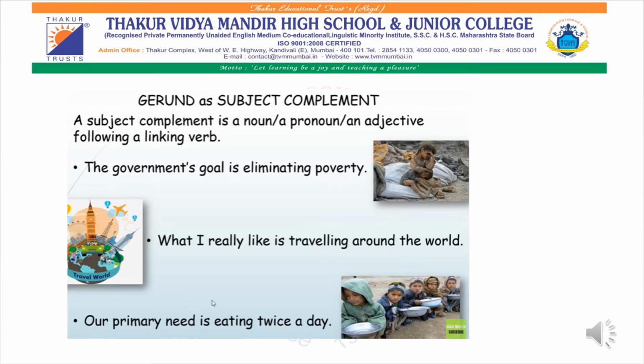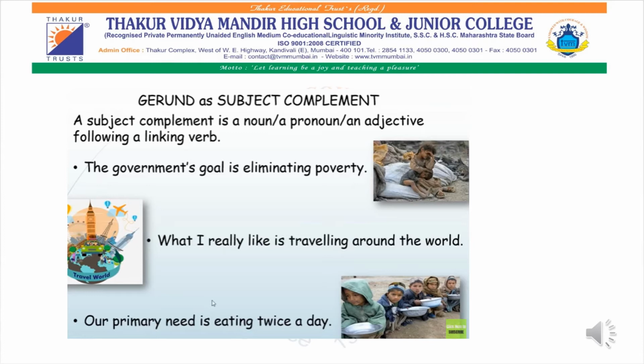In this sentence, is is a linking word which links two parts, and it gives extra information about the subject. Over here, I is a pronoun. Now, what do I really like to do? I really like traveling around the world. See, we are getting the answer. And if we cancel is traveling, let's check whether the sentence makes sense. What I really like around the world. The sentence is incomplete.